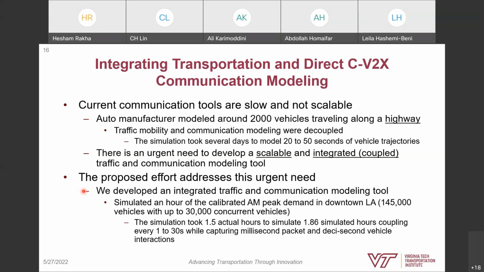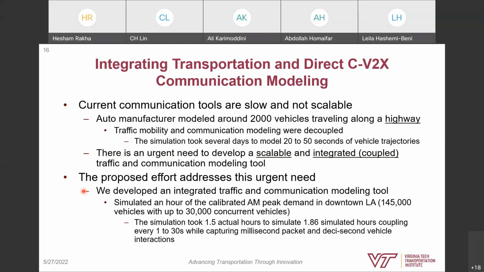And what they found was if they modeled 2,000 vehicles for a duration of about 20 to 50 seconds, it took them days to model that, to model the communication system on top of these trajectories of these 2,000 vehicles. And again, this is also not integrated.